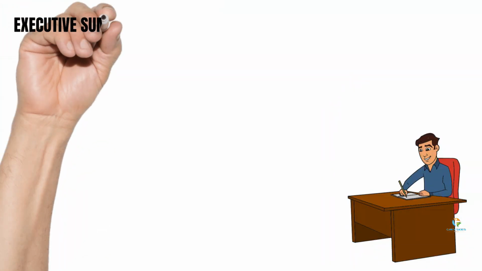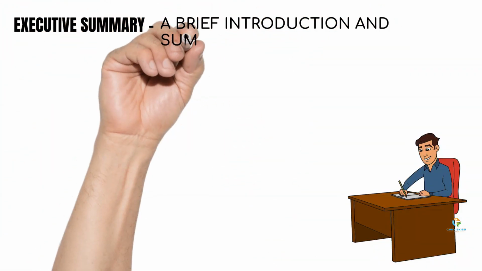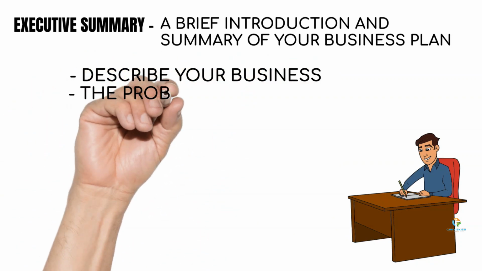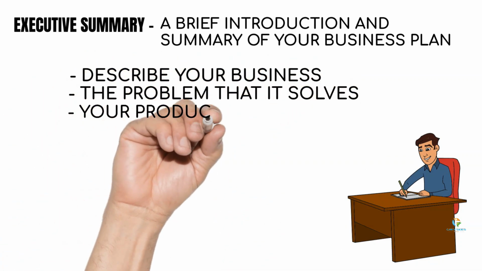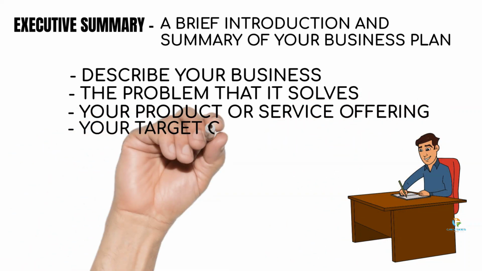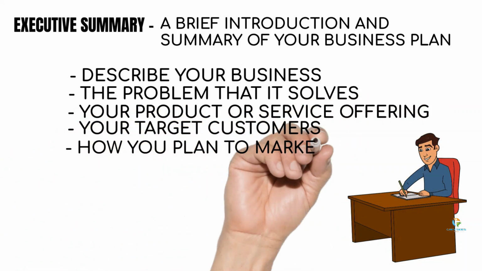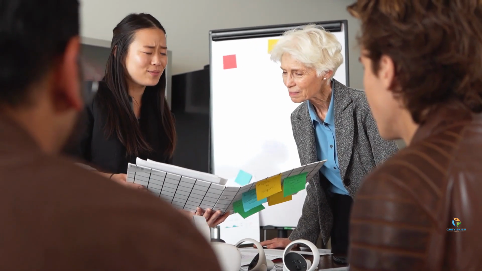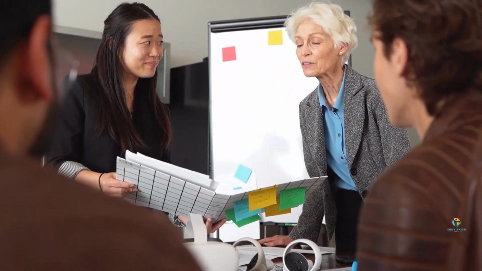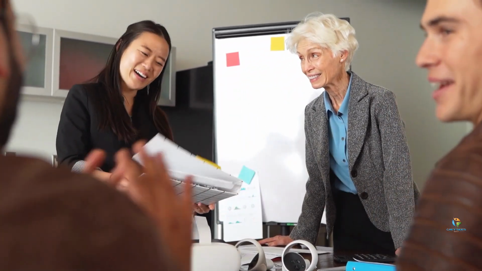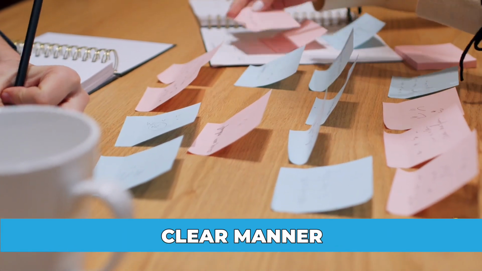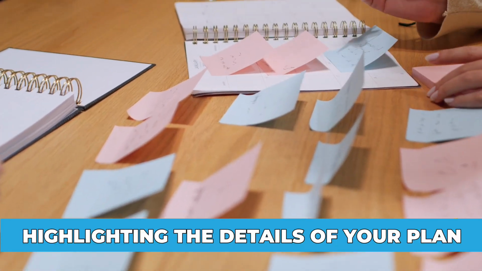An executive summary is a brief introduction and summary of your business plan. It should describe your business, the problem that it solves, your product or service offering, your target customers, how you plan to market, financial highlights, and so on. A good executive summary grabs your reader's attention and shows them why they should read the rest of your plan. It should be written in a concise, clear manner, highlighting the details of your plan.